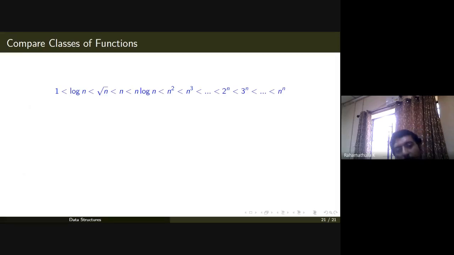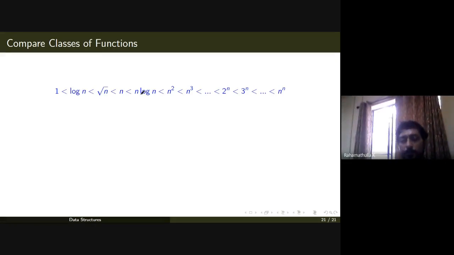So in order to compare the classes of time functions, you can remember this particular statement. This is the order of one complexity, which is less than log n, then square root of n, then less than n log n, less than n square, less than n cube, and so on, less than all the exponential complexities. This takes the largest time. If you arrange the time functions in the increasing order of their weightage, it will look like this.